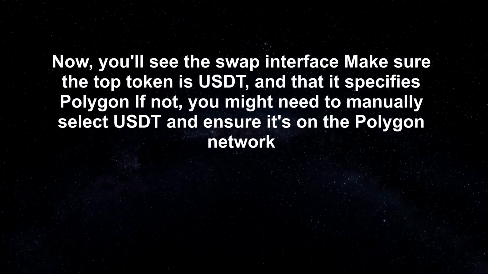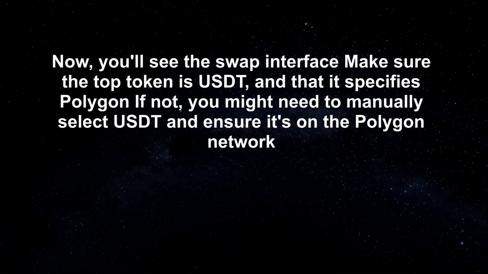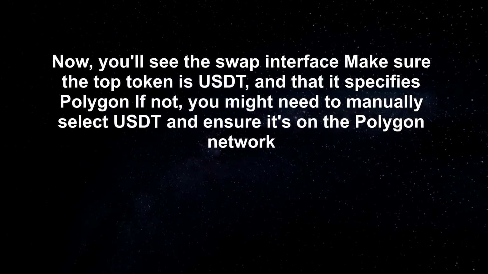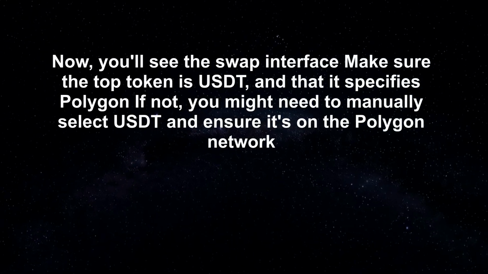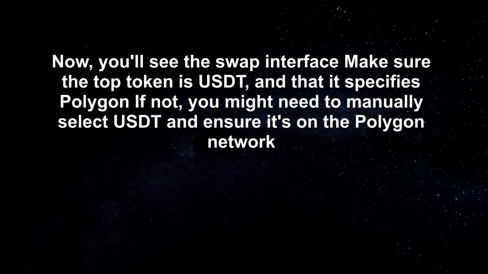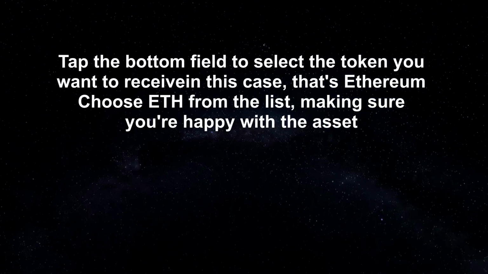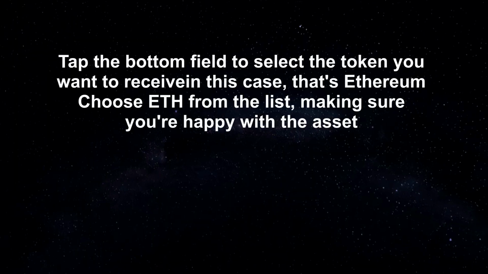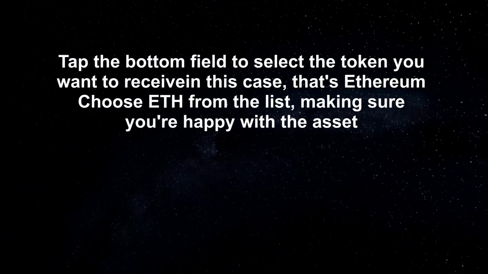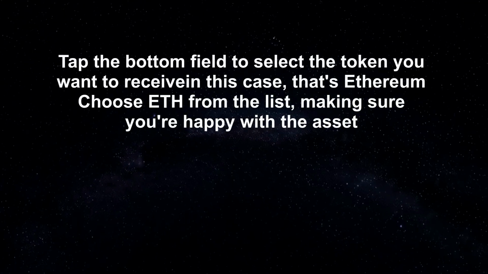Make sure the top token is USDT and that it specifies Polygon. If not, you might need to manually select USDT and ensure it's on the Polygon network. Tap the bottom field to select the token you want to receive. In this case, that's Ethereum. Choose it from the list, making sure you're happy with the asset.